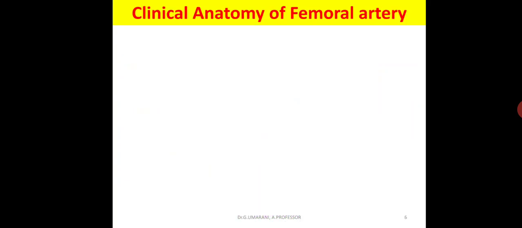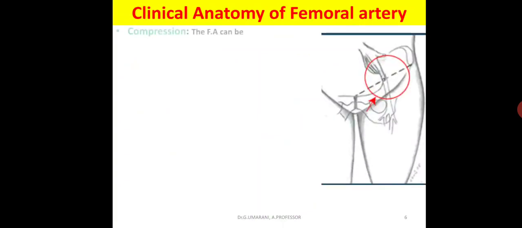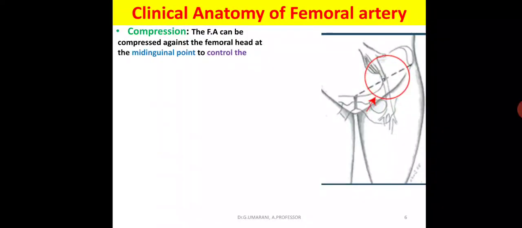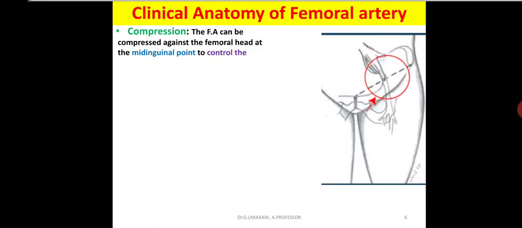Now we'll see the clinical anatomy of the femoral artery. The femoral artery can be compressed against the femoral head at the mid-inguinal point to control bleeding in the distal part of the limb. In this image you can see compression of the femoral artery at the mid-inguinal point, which may control the bleeding in the distal part of the limb.